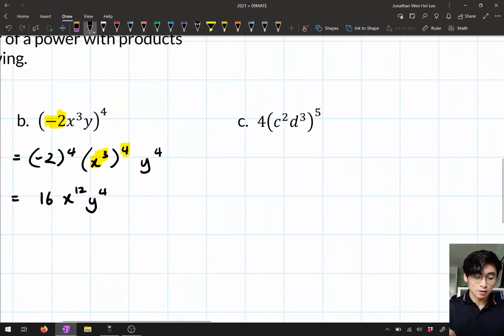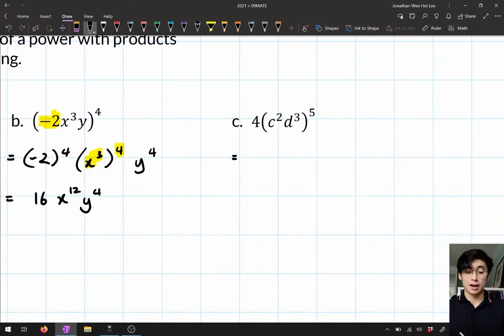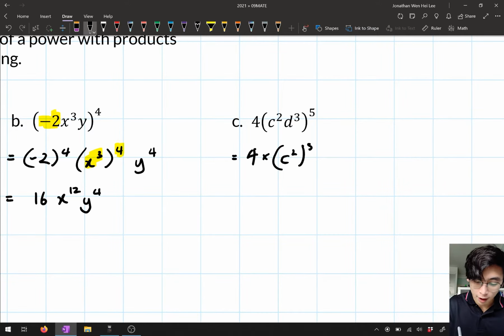Okay, let's have a look at this last one. So here we've got 4 times, bracket, c squared d to the power 3, all to the power 5. And so just like we did in the last two, we're just going to raise each of the individual terms to that power using that power of a product rule. So here, I'm going to leave that 4 at the front. So it's going to be 4 times c squared to the power 5. Well, actually, we don't need to write that times. I can just write this as c squared to the power 5. So I'm raising c squared to the power 5. I'm doing that first part. And I've also got d cubed to the power 5 as well.